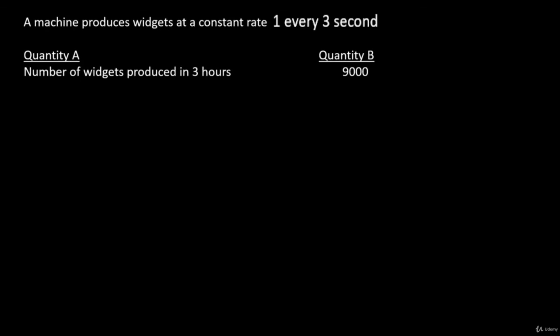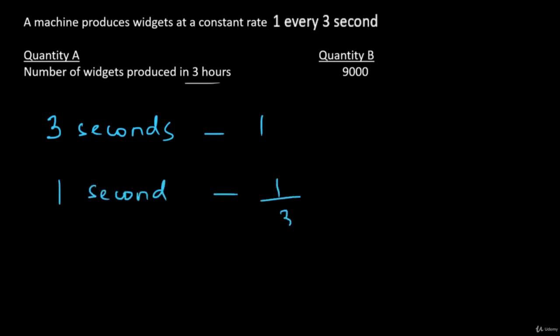A machine produces widgets at a constant rate of 3 every second. Now quantity A is the number of widgets produced in 3 hours and quantity B is 9,000. Alright, pause the video, give it a try and then let's do it together. Alright, we are back. I hope you have given it a try. Now, it's given that in 3 seconds, one widget is produced, right? So in 1 second, 1/3 of a widget would be produced.